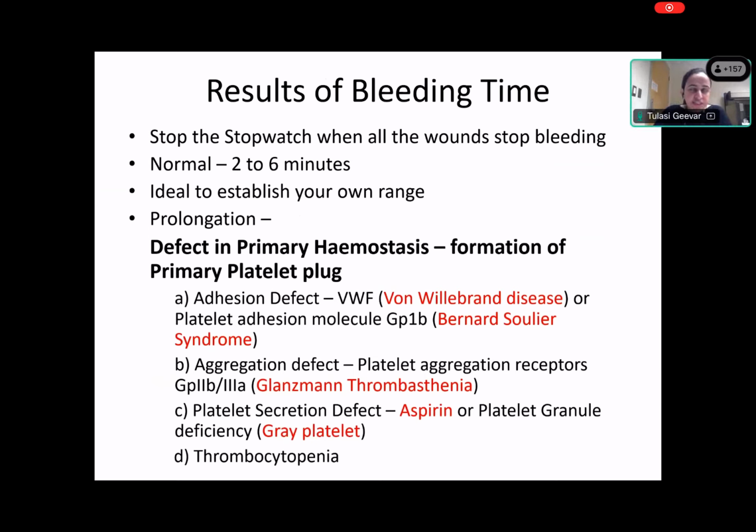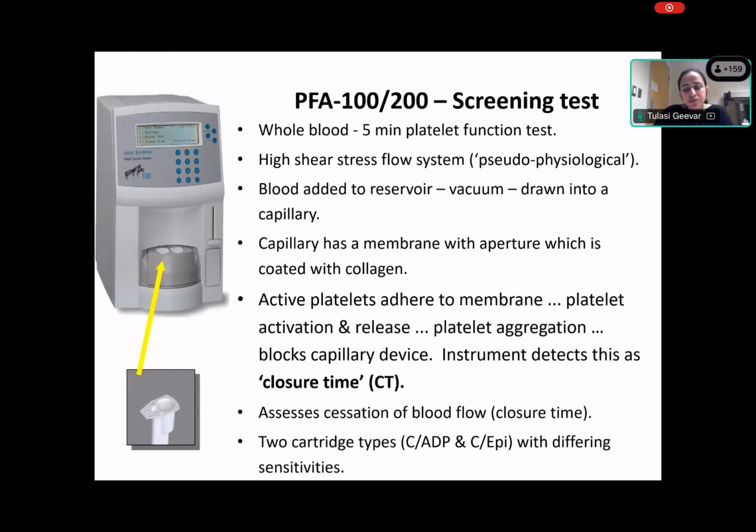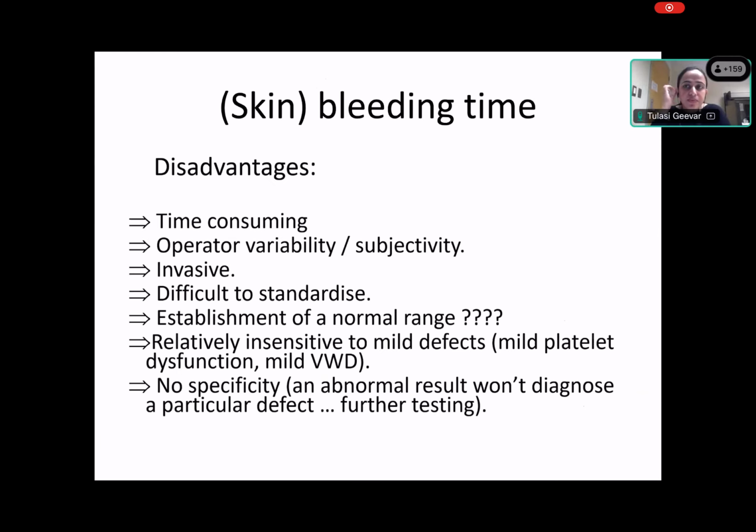Bleeding time is not a test that should be done in a preoperative setting. We understand the limitation. You should understand the limitations of bleeding time: it is time-consuming, subjective, invasive, difficult to standardize, and it can miss the mild disorders, and so on. I'll come to that in the next slides. Now, what is the other? Hello, can you hear me?